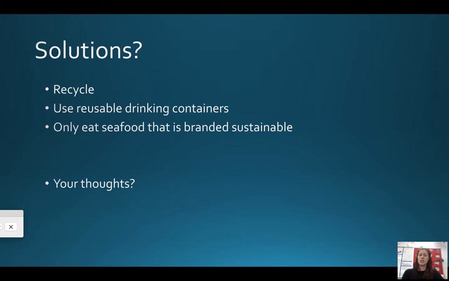So a couple of solutions, and this is one of the things I want you guys to think about. Recycling, obviously, because we can reuse the plastic materials that we use and get more use out of them. We're using reusable drinking containers, like this one. Just put water in it whenever you're thirsty instead of getting a water bottle. Same thing with Coke products. Water's better for you anyway. You really shouldn't drink soda. But just make sure you recycle if you do.